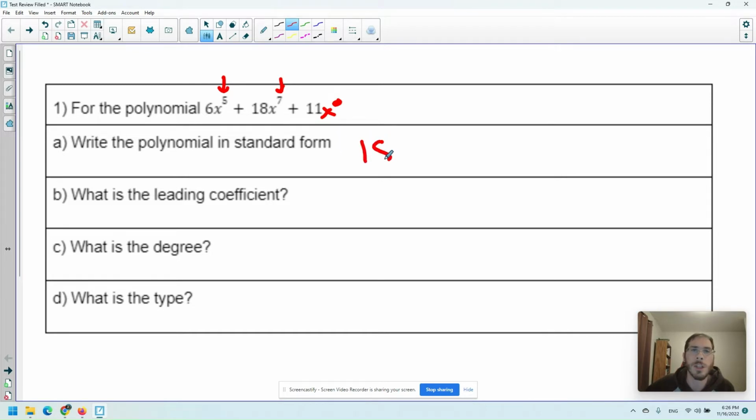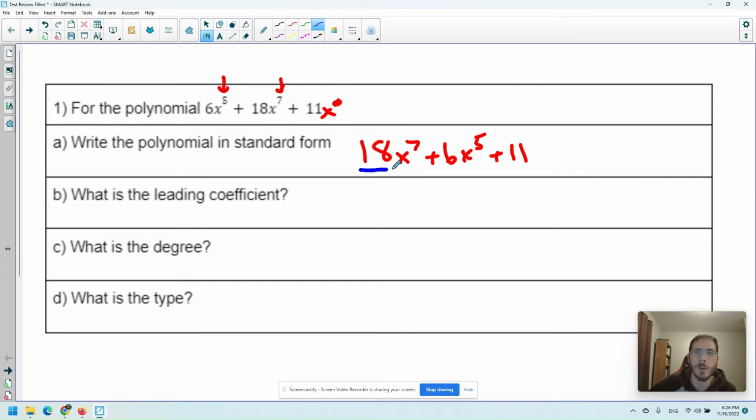So in standard form, we get 18x to the 7th, because 7 is the biggest exponent. And then the 6x to the 5th comes next, because that's the next highest exponent. And then since we have 11 as our pure number, or 11x to the 0, 11 is going to come last. For part B, it asks for the leading coefficient.